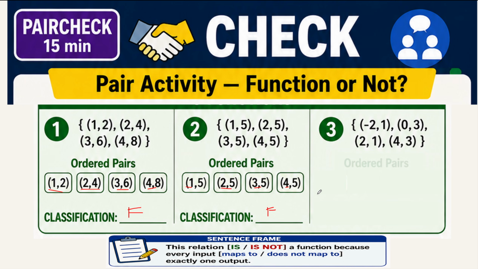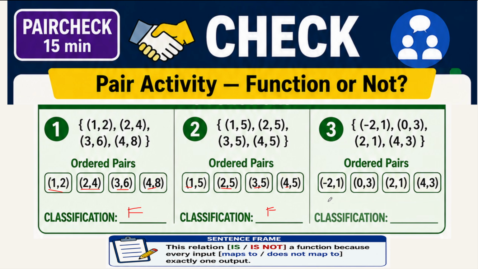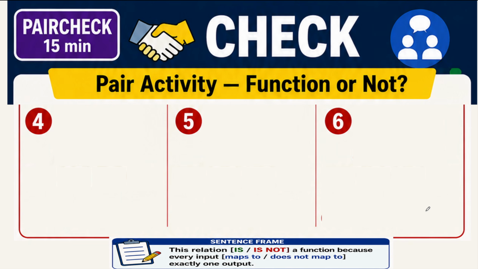Okay, negative 2, 1, 0, 3, 2, 1, 4, 3. Is that a function? Definitely, that is a function. Kahit may negative dyan, eh wala naman siyang kaparehas dito sa mga susunod na ordered pairs natin. Okay? So that is a function.